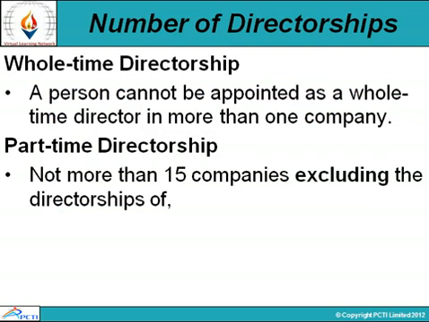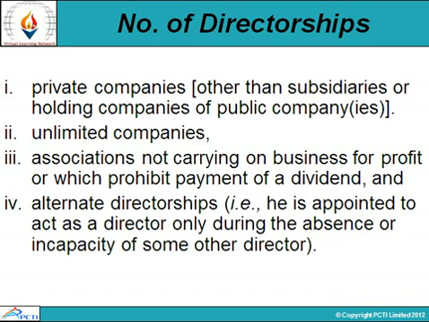Number of directorships. Whole-time directorship: a person cannot be appointed as a whole-time director in more than one company. Part-time directorship: not more than 15 companies, excluding the directorship of private companies other than subsidiaries or holding companies of public companies, unlimited companies, associations not carrying on business for profit or which prohibit payment of a dividend, and alternate directorship, that is, where he is appointed to act as a director only during the absence or incapacity of some other director.